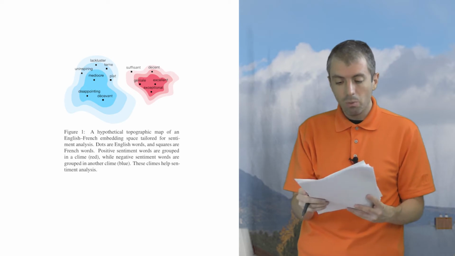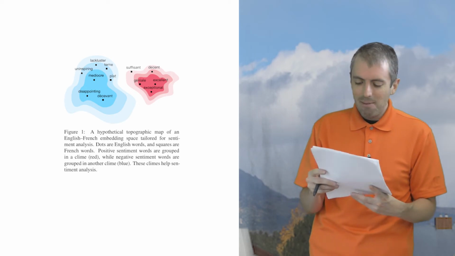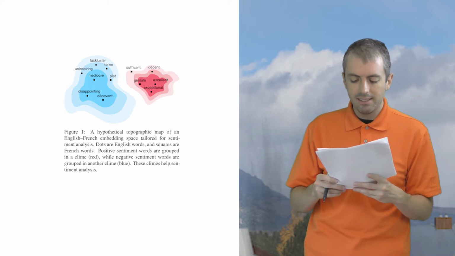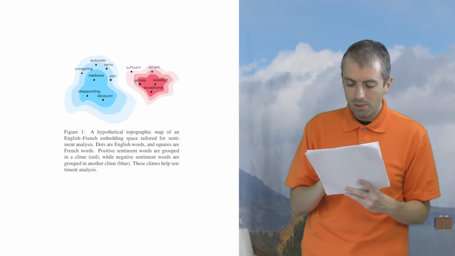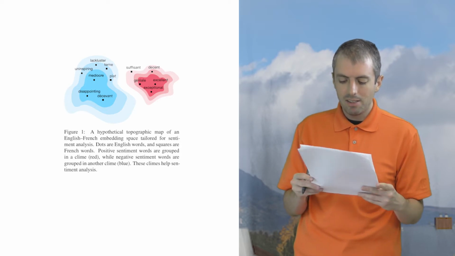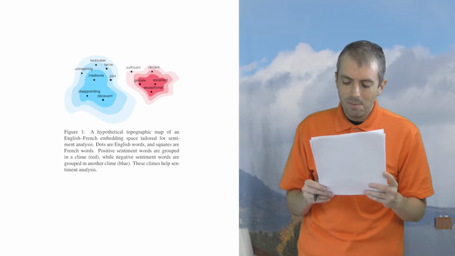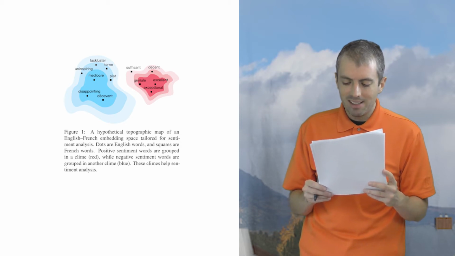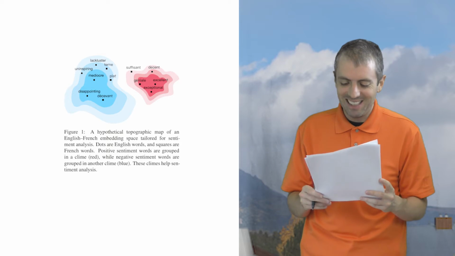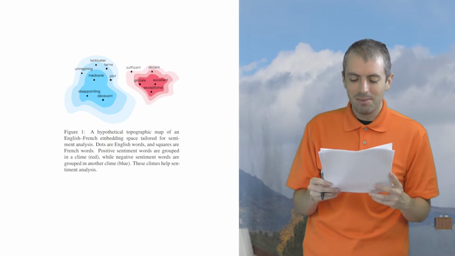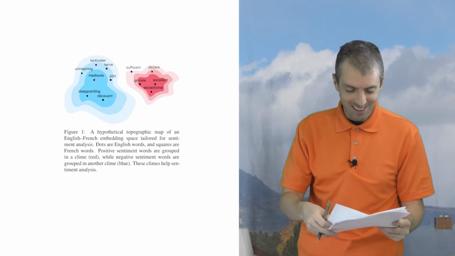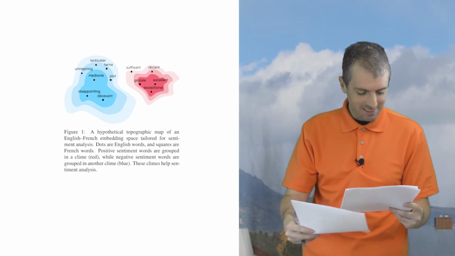Let's now have a look at Figure 1, which shows this. A hypothetical topographic map of an English-French embedding space tailored for sentiment analysis. Dots are English words, and squares are French words. Positive sentiment words such as exceptional and génial are grouped in a climb, while negative sentiment words such as lackluster and décevant are grouped in another climb. The goal of these climbs is to improve text classification. Sadly, it cannot improve my French accent or pronunciation.